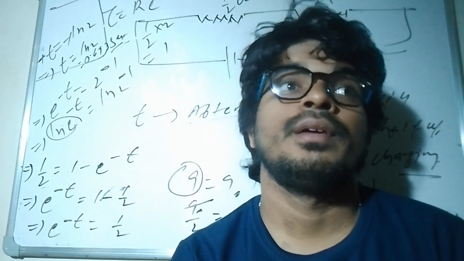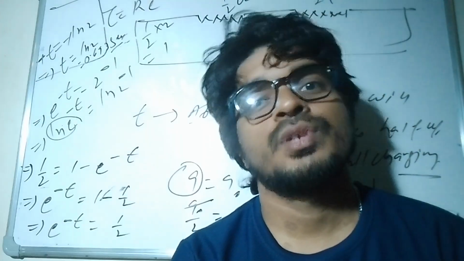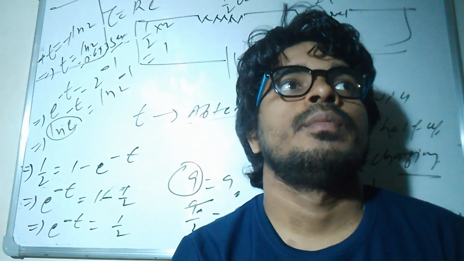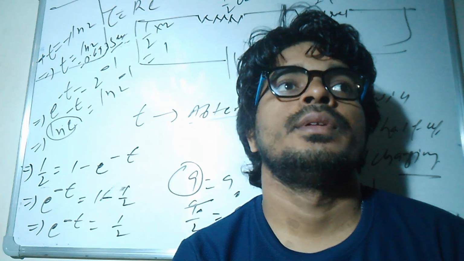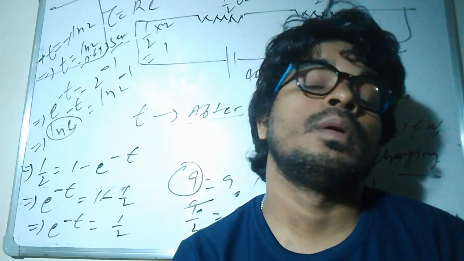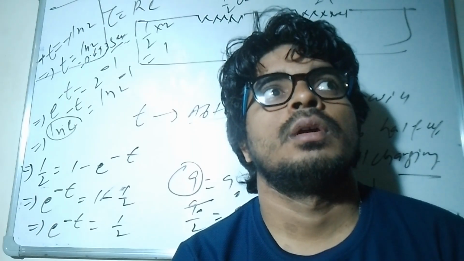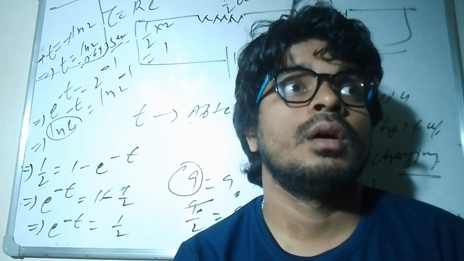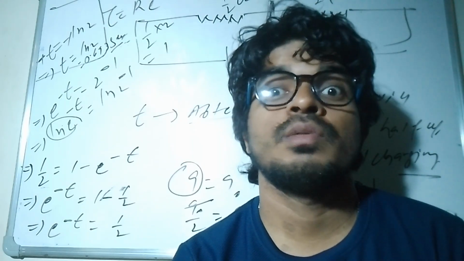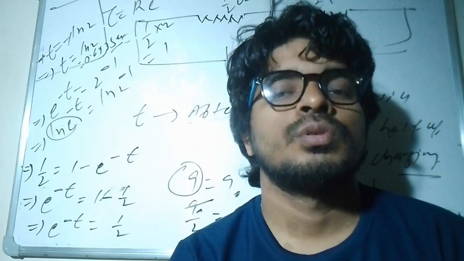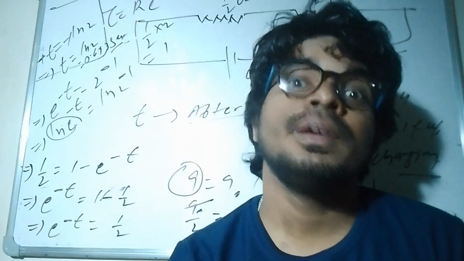At t equals 0, the capacitor acts as a closed circuit. At t equals infinity, the capacitor acts as an open circuit. And during discharging, the equation will be q equals q naught e to the power minus t by tau, and after time tau, the charge will be 37%, so 37% of the charge remains on the capacitor.